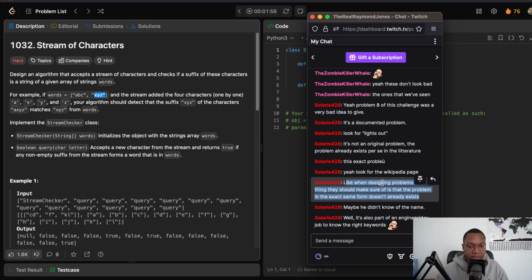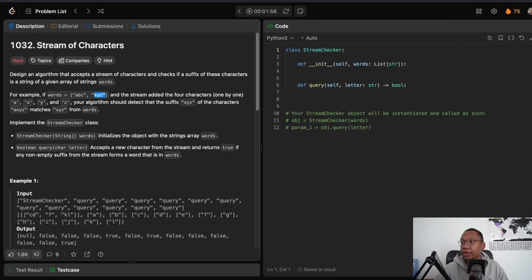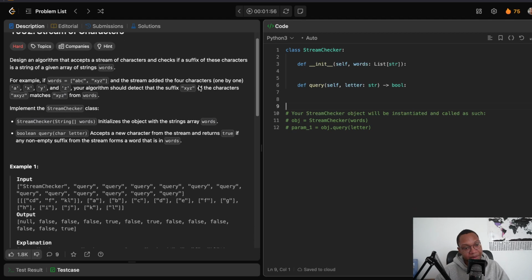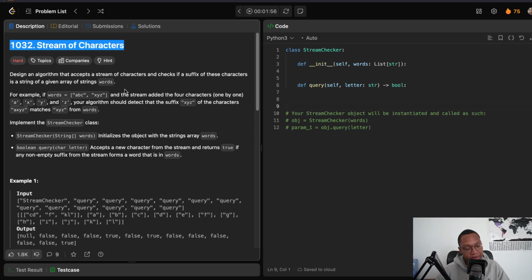Those are part of an engineer slash dev job, to know the right keywords. Yeah, I'm not sure. Oh boy. Oh, I'm so tired. Okay. I don't know if I want to do another try problem though.